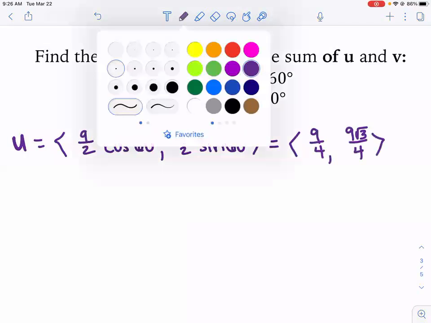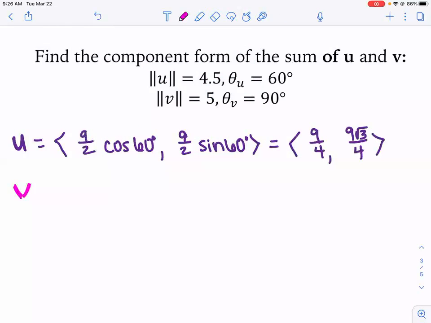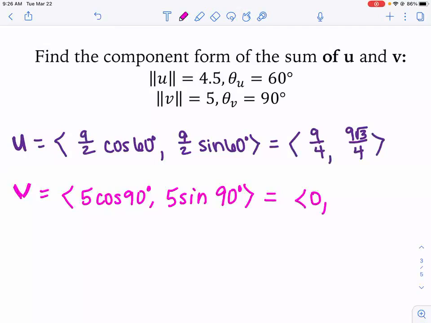Okay, now let's talk about vector v. Vector v has a magnitude of 5 and an angle of 90 degrees, which I'm pretty excited about. Okay, so we have magnitude times the cosine of 90, our horizontal component. Magnitude times the sine of 90 for our vertical component. Cosine of 90. Oh, Isaac was ready for that one. Cosine of 90 is 0. Sine of 90 is 1.